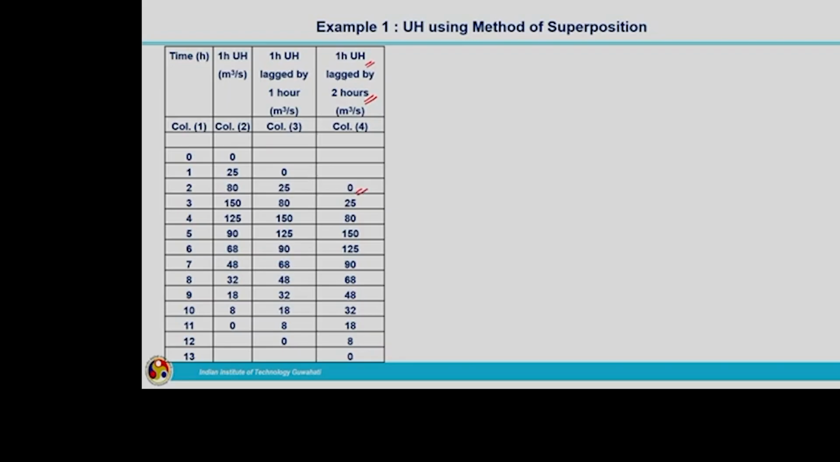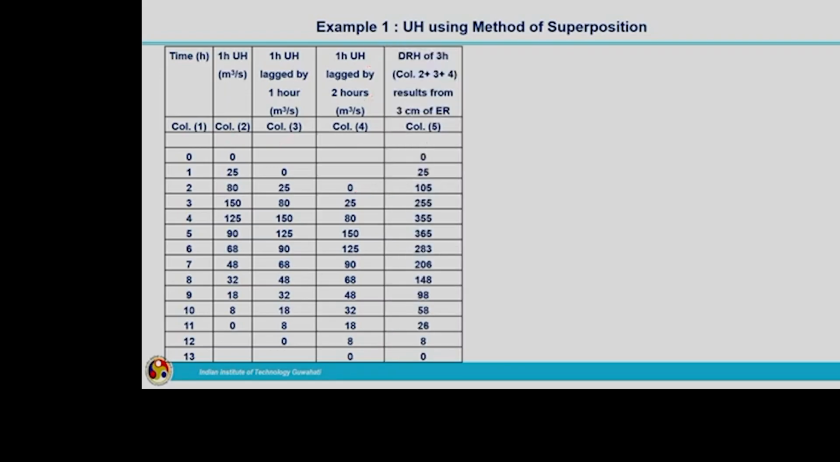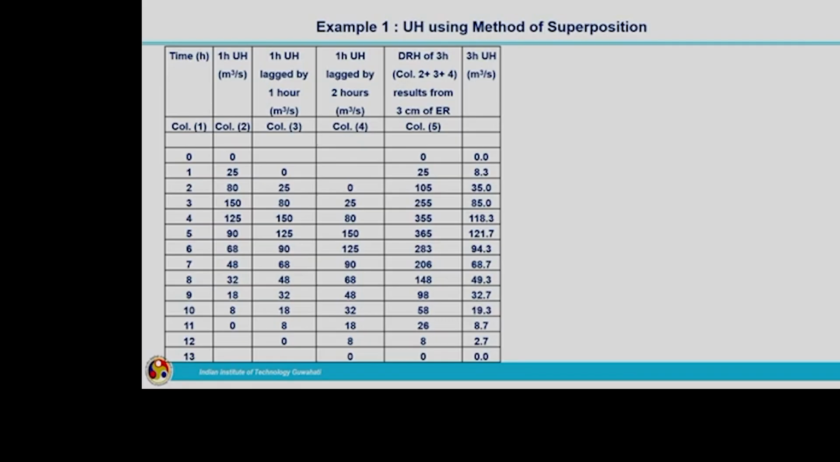After this, what we will do, we will sum up the ordinates from column 2, column 3 and column 4. That will be resulting in a direct runoff hydrograph of 3 hours, which is produced due to 3 centimeters of effective rainfall. Now, what we will be doing, we will be dividing the ordinates of the direct runoff hydrograph by 3 centimeters. So, it will be giving us the 3-hour unit hydrograph. So, these are the ordinates of the 3-hour unit hydrograph which is produced from the 1-hour unit hydrograph.